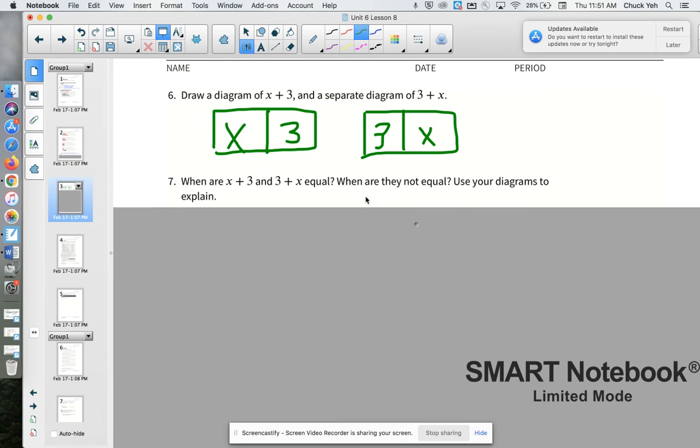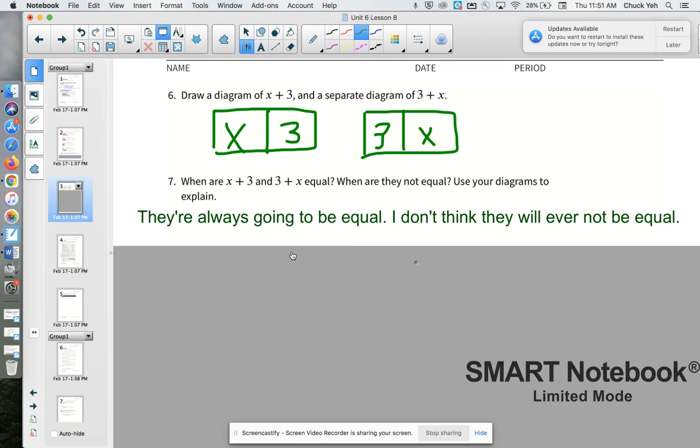All right. When are x plus 3 and 3 plus x equal? When are they not equal? So think about it. They're always going to be equal. Because if we use x as 5, isn't 5 plus 3 the same thing as 3 plus 5? How about 7? 7 plus 3 is the same thing as 3 plus 7. Okay? I don't think they'll ever not be equal. I think they're always going to be the same.